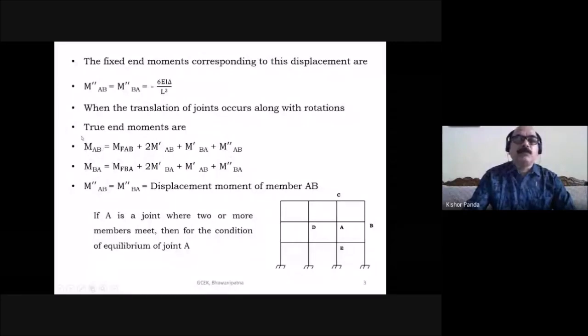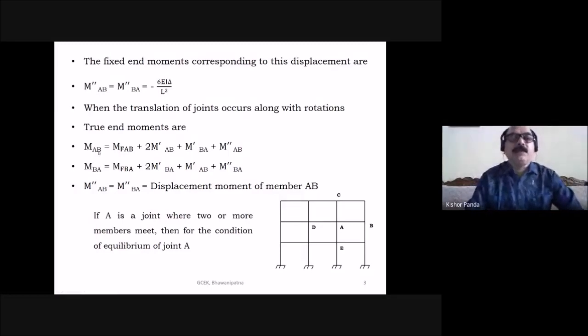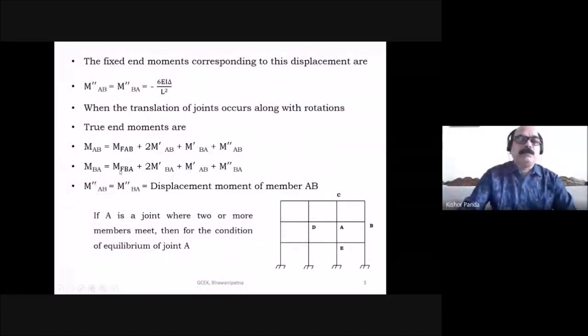So the final moment, when both translation and rotation of joints take place, is MAB equal to MFAB plus 2M dash AB plus M dash BA plus M double dash AB, and MBA equal to MFBA plus 2M dash BA plus M dash AB plus M double dash BA. This is the formula. M double dash AB and M double dash BA are the displacement moment, also called translation moment, of member AB.